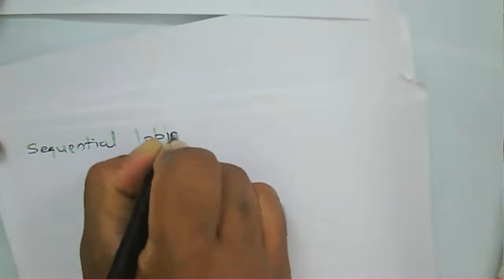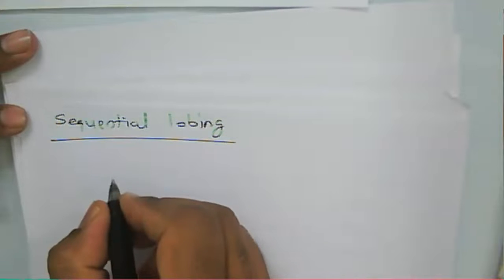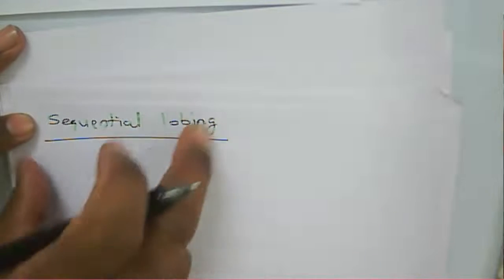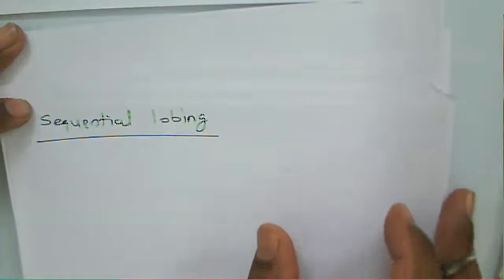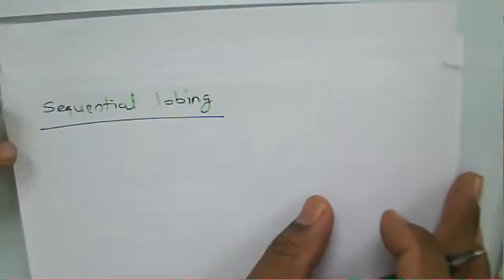So now we can consider first sequential lobing. In sequential lobing, the tracking error is obtained by comparing the beacon signal. In that sequential lobing, we need to receive the signal sequentially by these two antenna patterns. Then, according to that, we can obtain the error, and that error is called the tracking error.